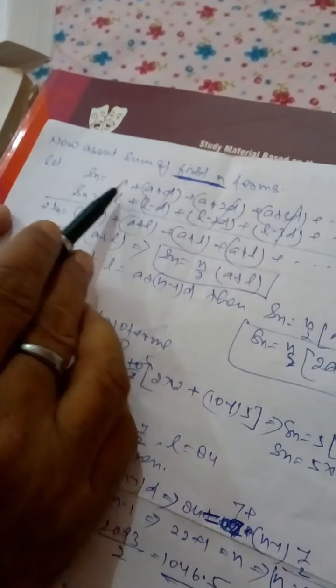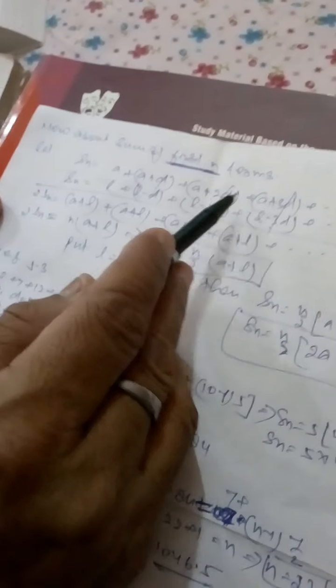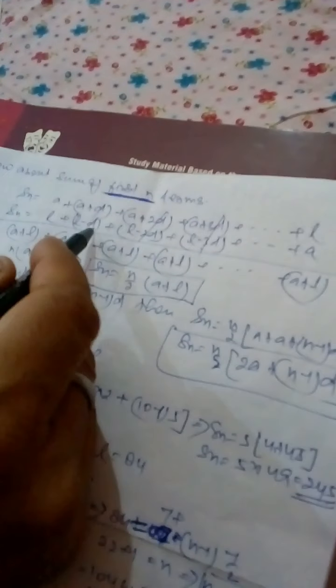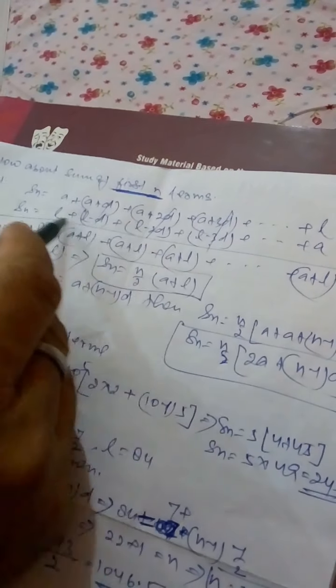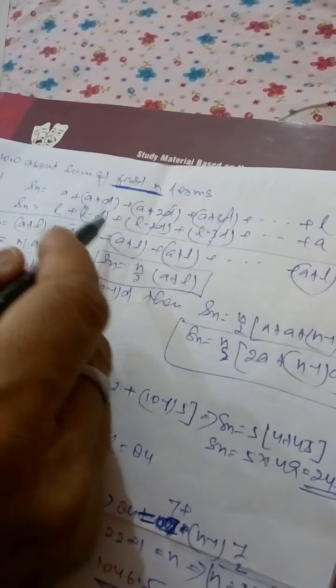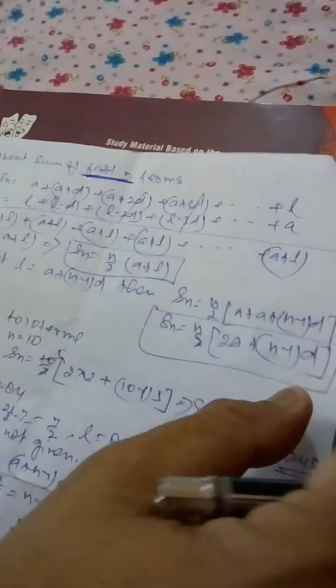So Sn equals A plus (A plus D) plus (A plus 2D) plus (A plus 3D) and so on, plus L. L is the last term, that is A plus (n minus 1) into D. Again, we write Sn from the last to the first. That is, L is the first term and the second term is L minus D. Think about that: L plus (L minus D) plus (L minus 2D), and like this.